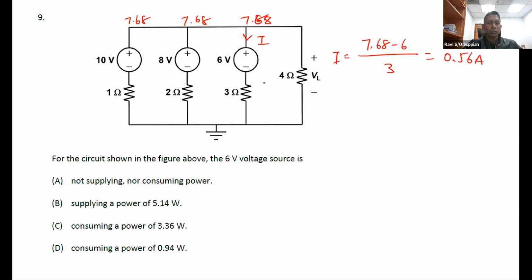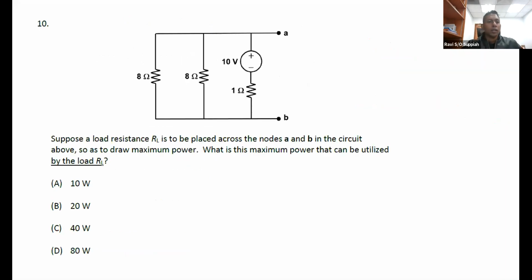In terms of the power, power is VI. So it is 6 volt multiplied by 0.56, which will give me 3.36 watt. So it's consuming a power of 3.36 watt because current is flowing into the source over here. Okay, so let me go on to the next question.